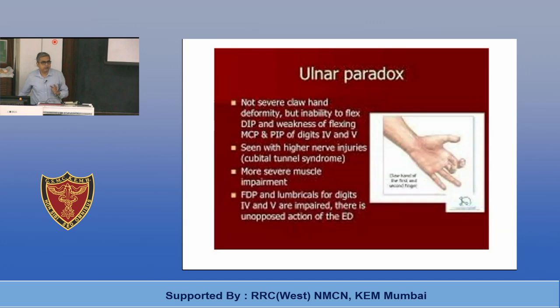What is ulnar paradox? Normally, the more proximal the injury, the more severe the injury. But here, in case of ulnar paradox, the more proximal the injury, the less severity there is. Because in that case, the long flexor is also paralyzed, it will not lead to deformity. Claw deformity will come only when the flexor is preserved. Then the intrinsic muscles do it. Okay. So deformity is more prone when the injury is more distal. That is the ulnar paradox.